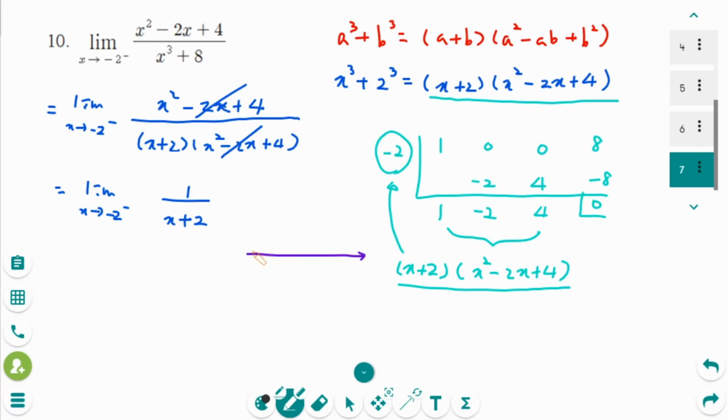Use the number line. 0, this is minus 2. So minus 2 from the left side means here. So minus 2.00001. So actually this means 0, but less than 0. So 1 over 0 from the left side. The final answer is minus infinity.